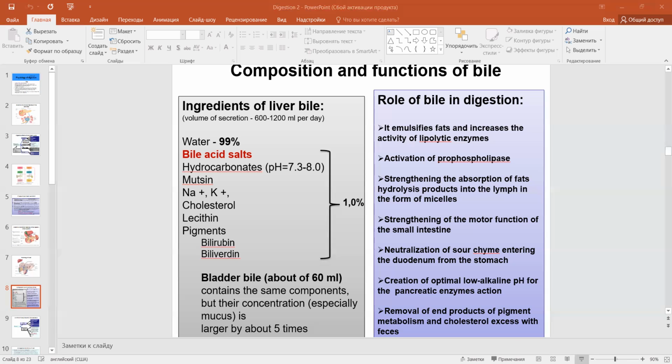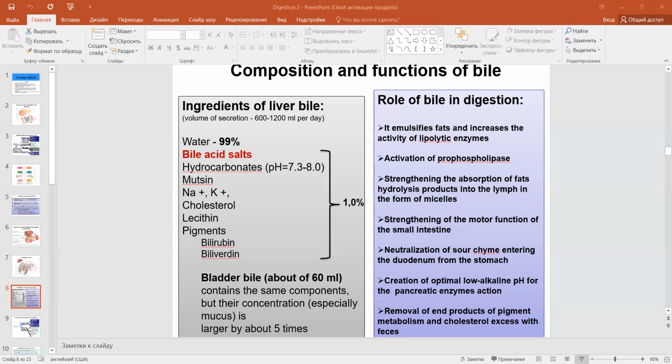Bile secretion by the liver may be increased by chemical, hormonal, and neural mechanisms. So let's talk about chemical mechanisms by the help of bile salts. Any substance that increases bile secretion is called a choleretic. The most potent choleretic is bile salts themselves.